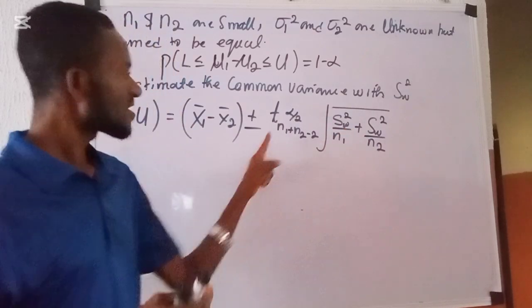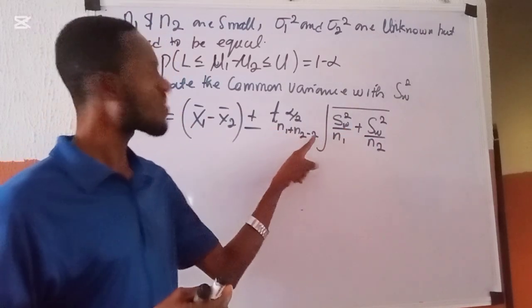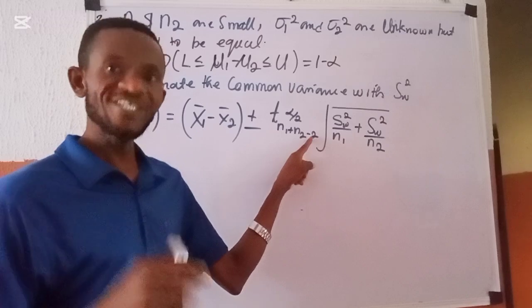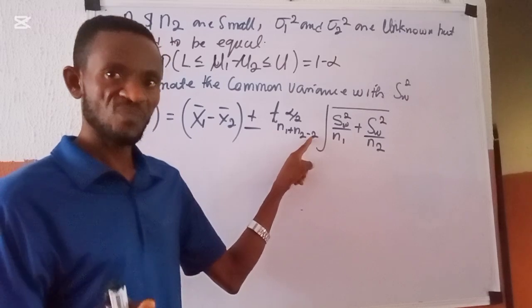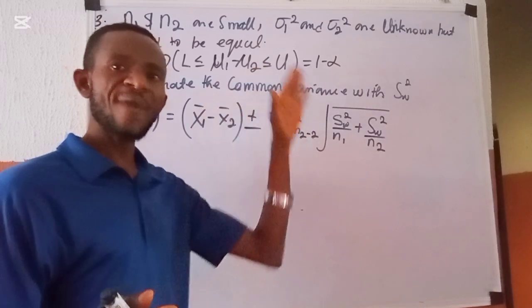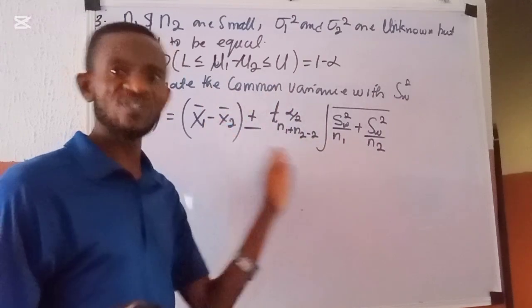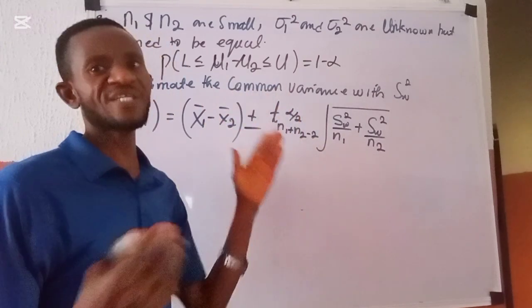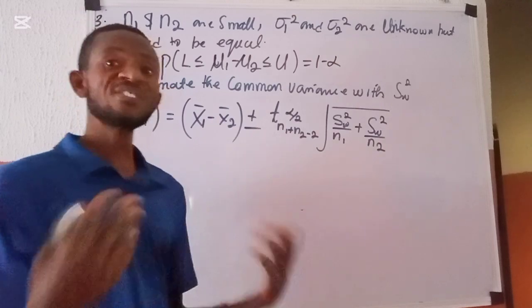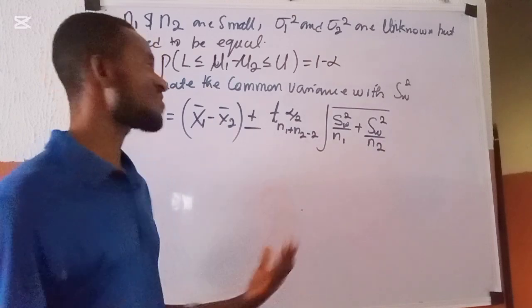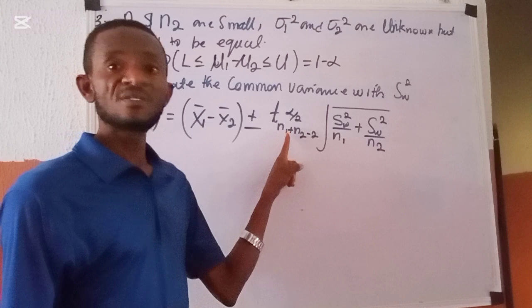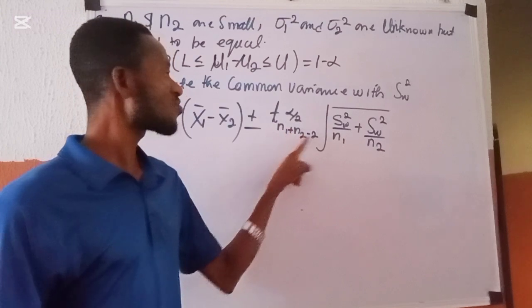Note, this N1 plus N2 minus 2 is called the degrees of freedom. So when they ask you a question about two populations and the population sizes are small, less than 30, and they ask what the degrees of freedom is, the degrees of freedom is N1 plus N2 minus 2.